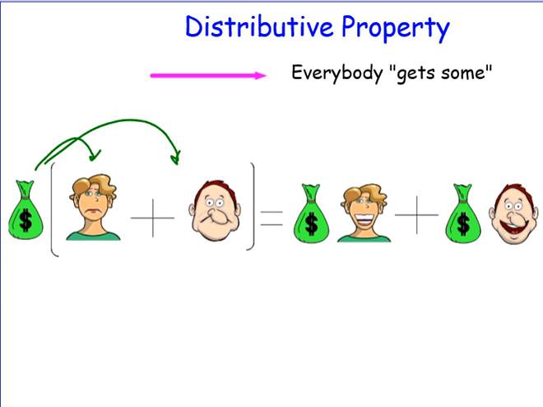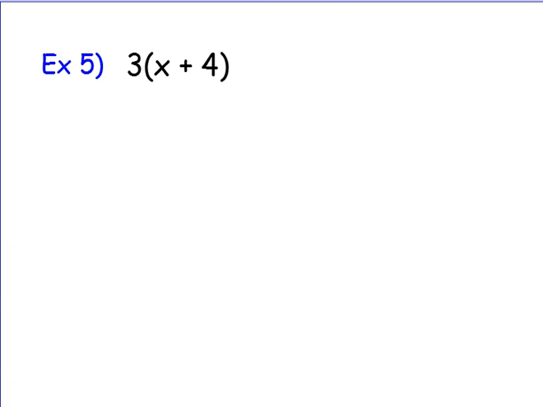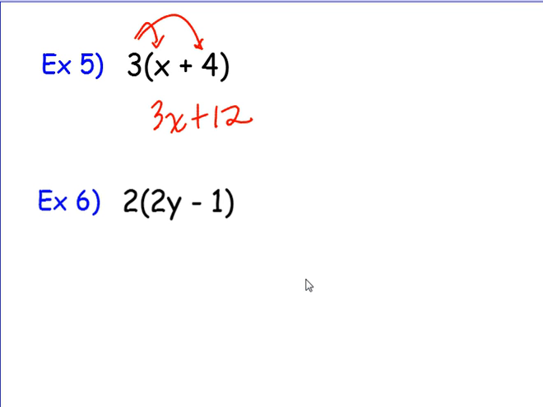So now let's take that a little bit more and apply it to some math. Here we have 3, and inside the parentheses, x plus 4. We're going to give the 3 out to both of the terms. So we'll have 3 times x, which is 3x. Then 3 times positive 4, which is positive 12. We'll do it again here in example 6. We'll take 2 times 2y minus 1, and we'll take the 2 and give it to the 2y, and the 2 and give it to the negative 1. 2 times 2y is 4y, and 2 times negative 1 is negative 2. So here we have 4y minus 2.